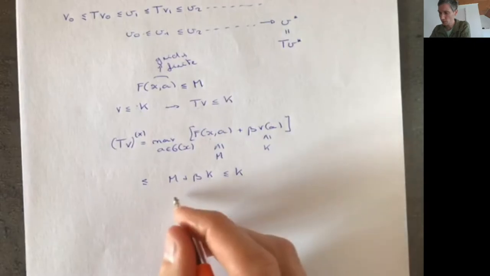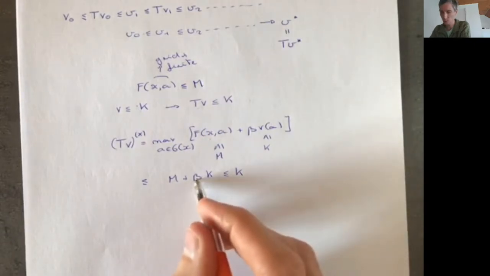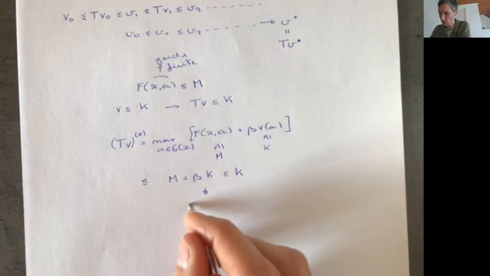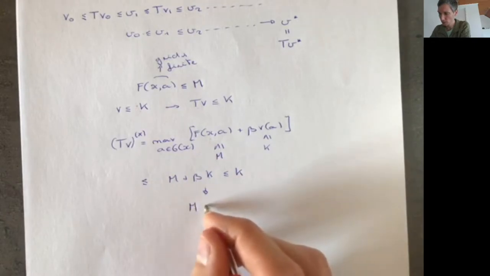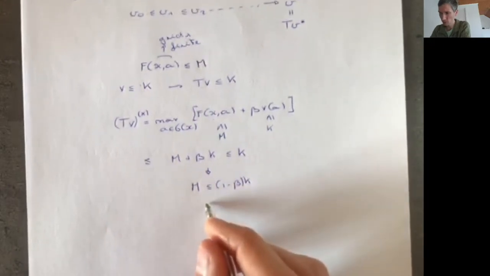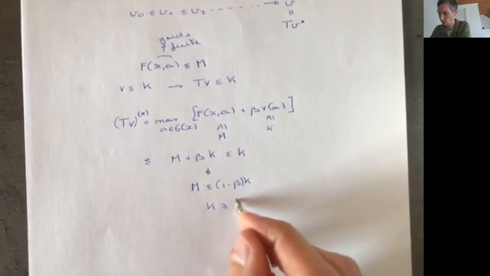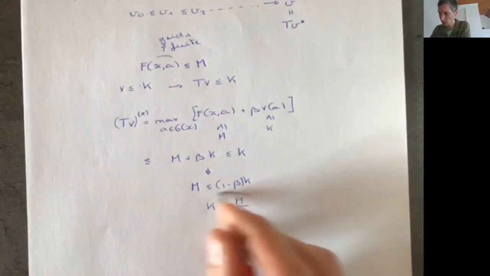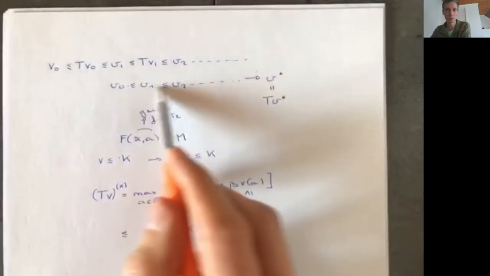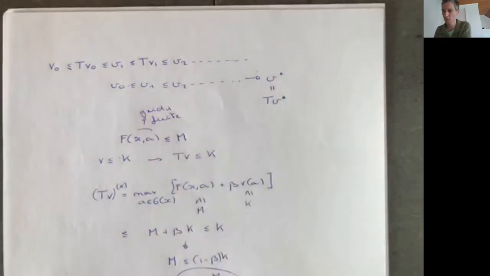And if you try to do this, then because beta is smaller than 1, this will be satisfied if and only if m is smaller than (1 minus beta) k, right? So a value of k greater or equal to m over 1 minus beta will do the job, right? So basically, this shows that every function here is smaller than m over 1 minus beta. So in the limit, it also has to be smaller. So this indeed converges to something.